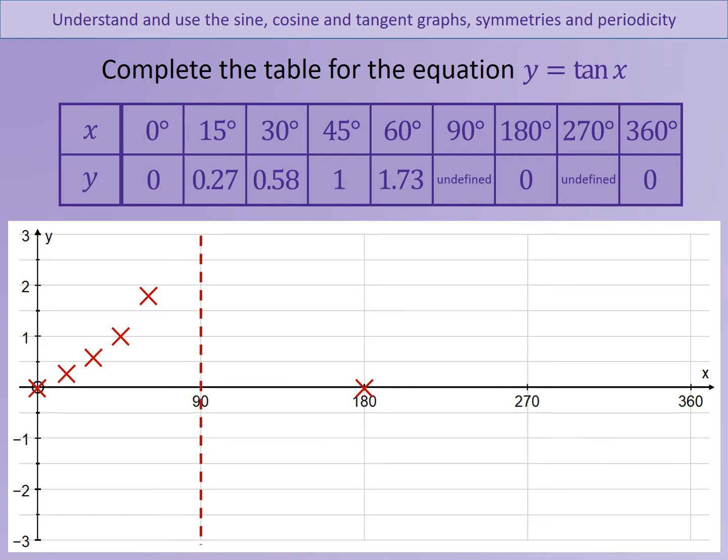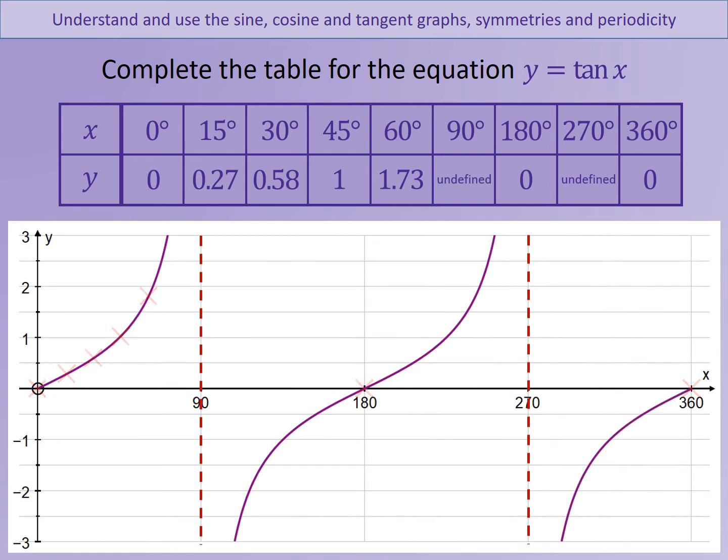And then we have a value of 0 for when x is 180. Again, we have an asymptote at 270, and we have again a value of 0 at 360. So if you wanted to find out some more values in order to determine in a little bit more detail what these curves would look like, then that would be fine. But what we do get when we do that is a series of curves that look like this, that are heading towards the asymptote, both in a positive vertical direction and a negative vertical direction.